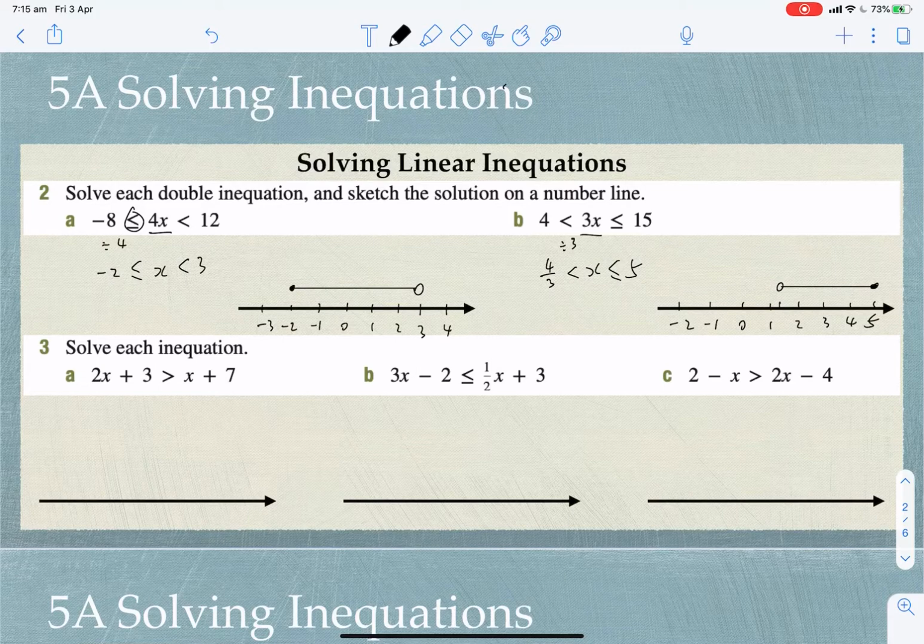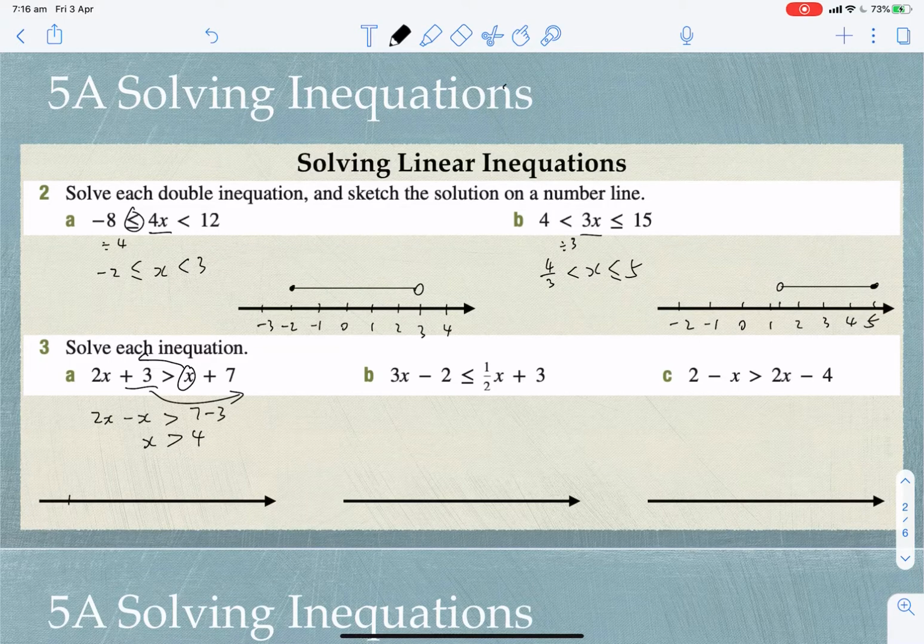The only time we need to change the sign is when we multiply or divide both sides by a negative number. When we're moving terms across, it doesn't change. So let's say we move x to one side and 3 to the other. Okay, so 2x minus x larger than 7 minus 3, so it'll be x larger than 4.